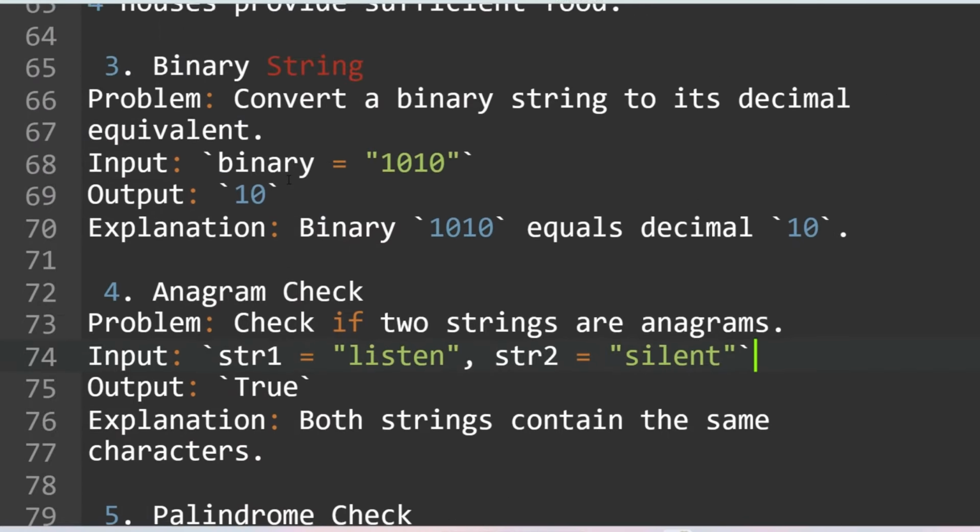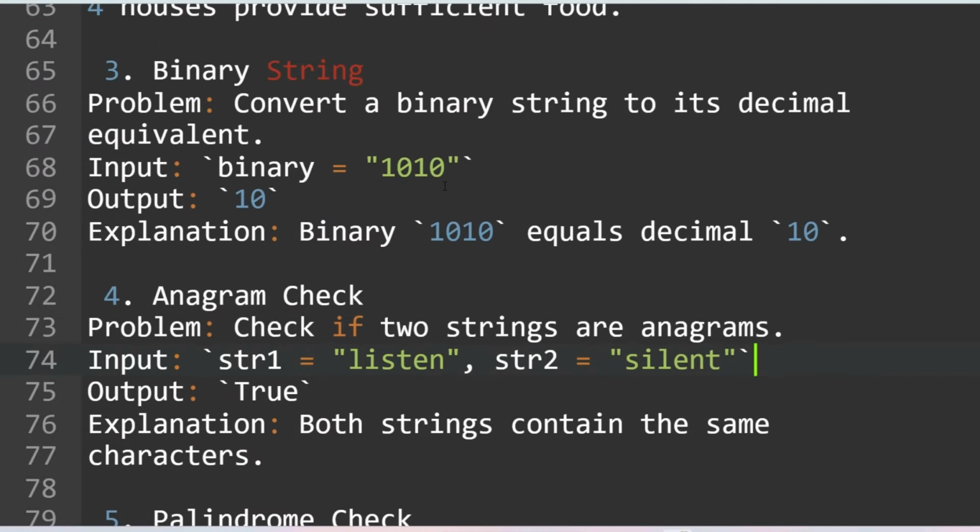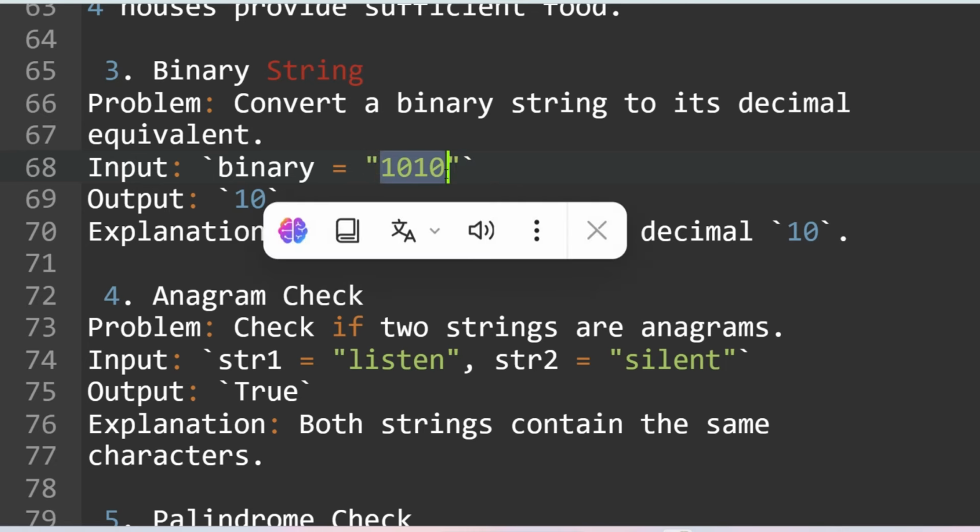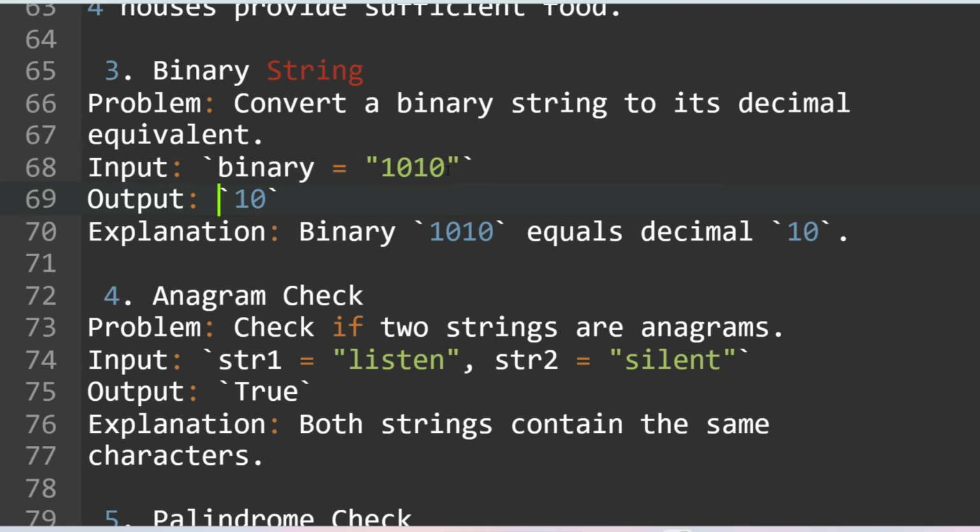Okay, so this is the binary string problem, and this was also asked last year. Convert a binary string to its decimal equivalent. So this is the binary string, or binary number. You have to convert this into its corresponding decimal number. 1010 is the binary number you have to convert. The output is 10. So I hope you understood, right?